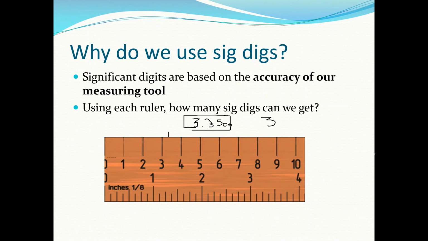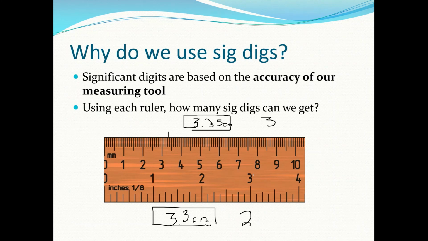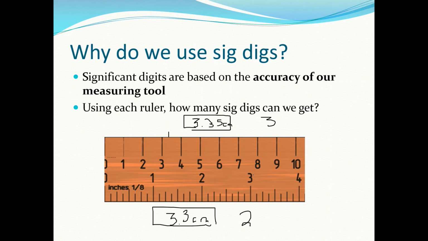But then if we had another ruler that looked like that, well, I know it's 3 for sure, and it's a little bit more than 3, so maybe I can say this is 3.3. That's what I would estimate in between. So with this ruler, because we don't have those in-between lines, we can only be good to 2 Sig Digs. Okay, so that's why we use Sig Digs. If I measured a whole bunch in this ruler, and then I measured one in this ruler, well, we're only as accurate as our least accurate measuring device, so I could only give my answer to 2 Sig Digs.